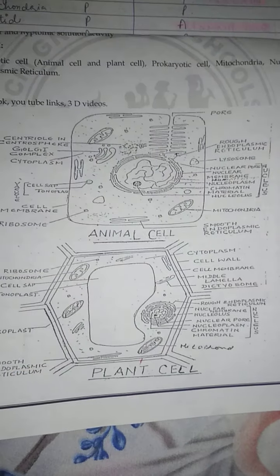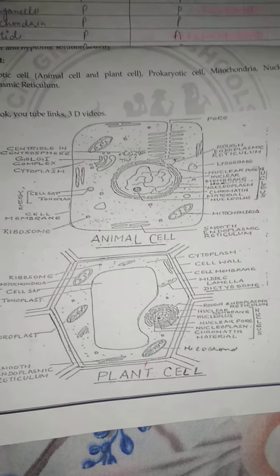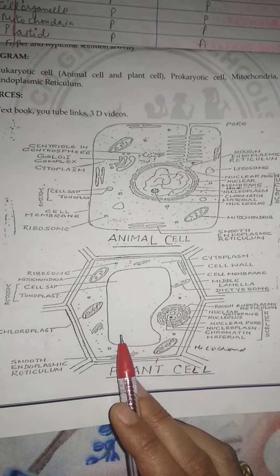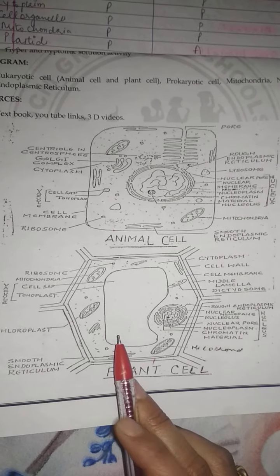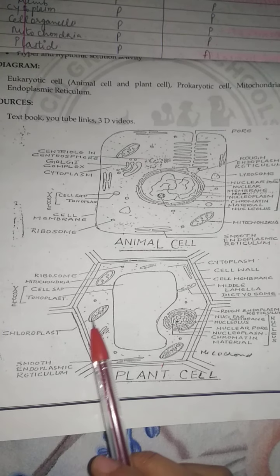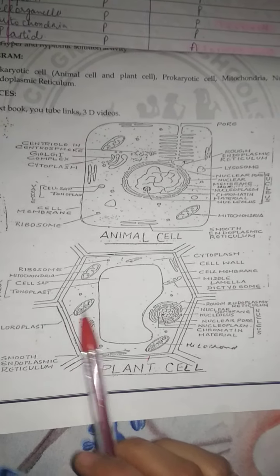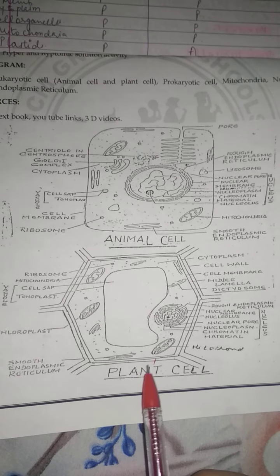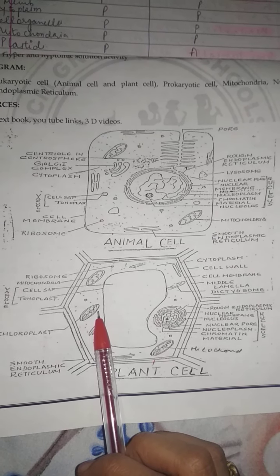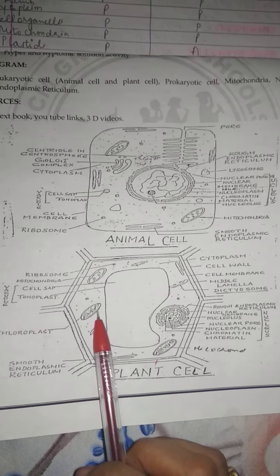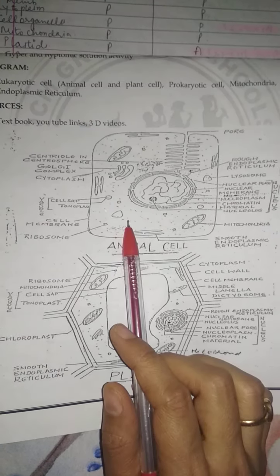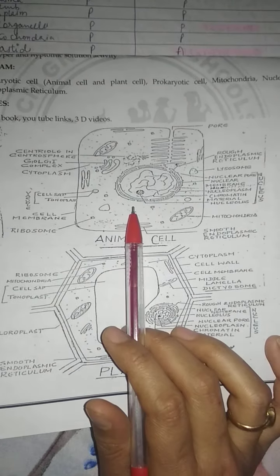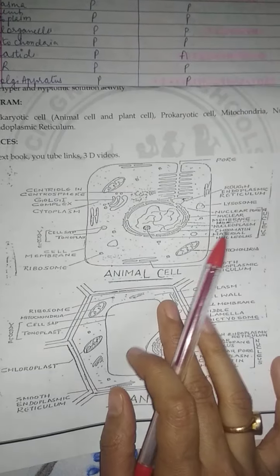Next is plastids. Plastids are present only in plant cells. For example, the chloroplast is present only in plant cells. Why is this present only in plant cells? Because plants possess chlorophyll. They make their own food. Animal cells cannot possess chlorophyll. That is why it is absent in the case of animal cells.